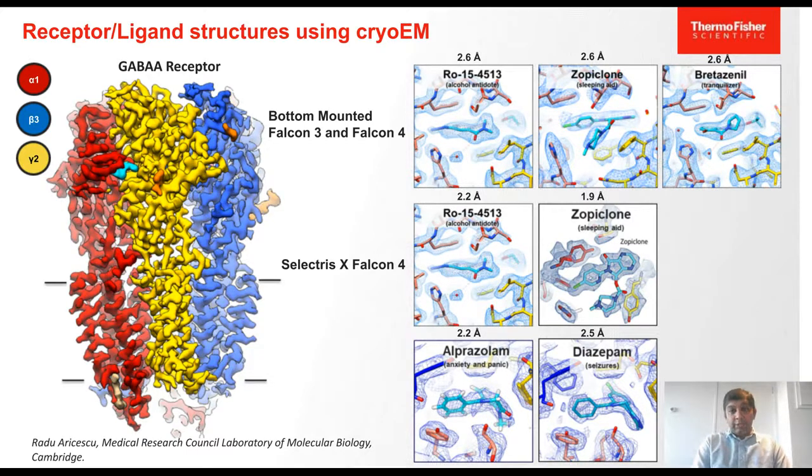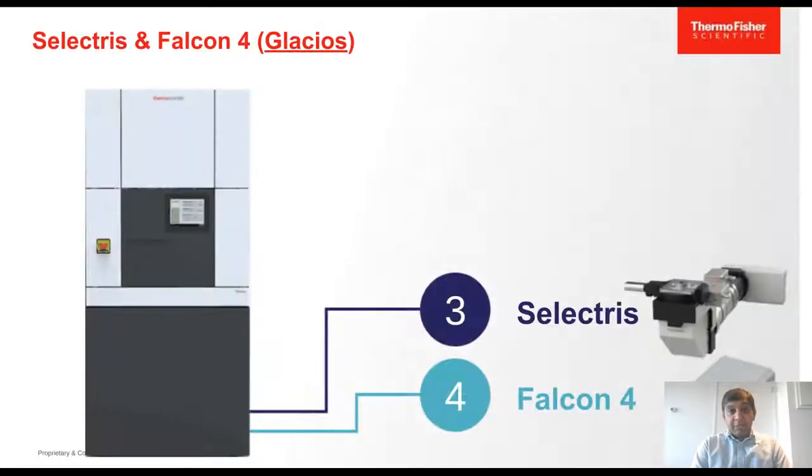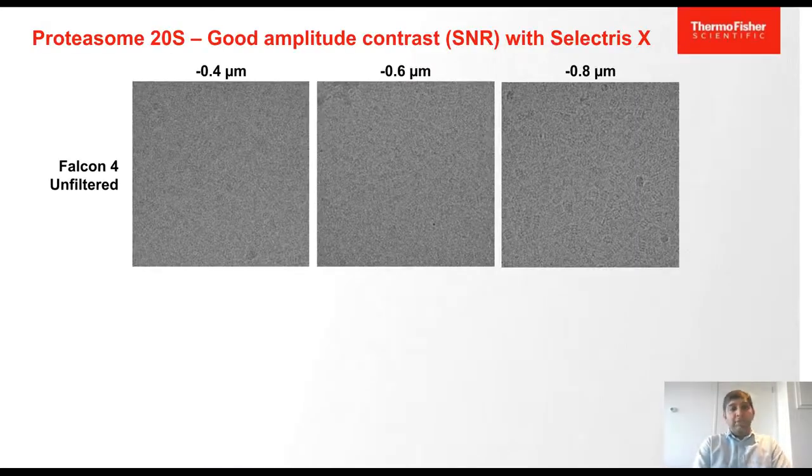And now what I would like to do is spend a few minutes showing what we have been doing with the Selectris and Falcon 4 also on a 200 kV Glacios system. On the Glacios, here we looked at proteasome T20S. This is a collaboration with the group of Jürgen Plitzko at the Max Planck Institute.